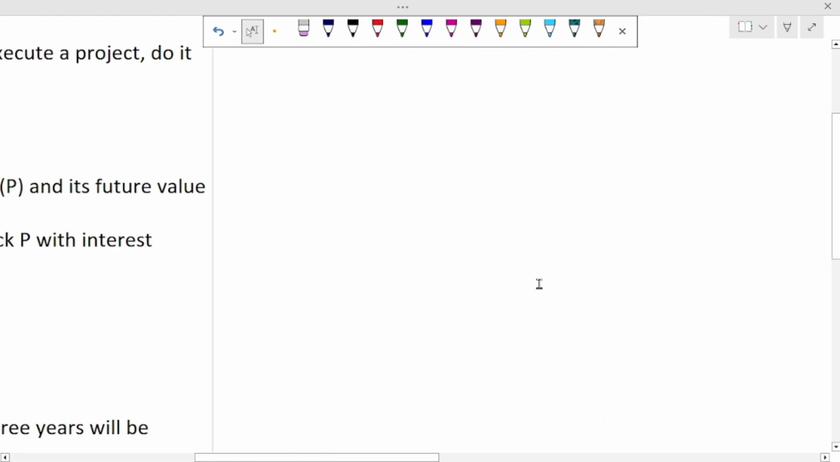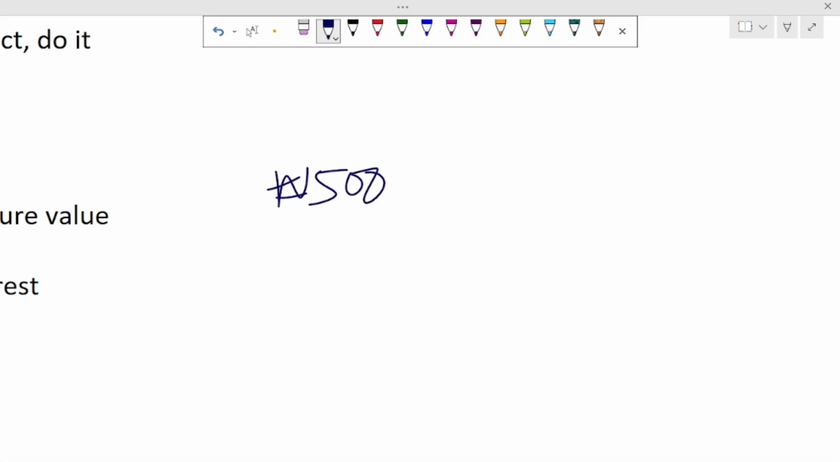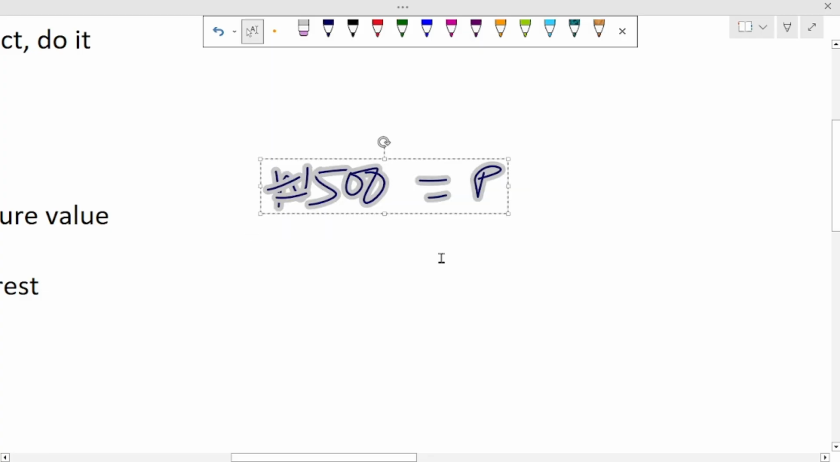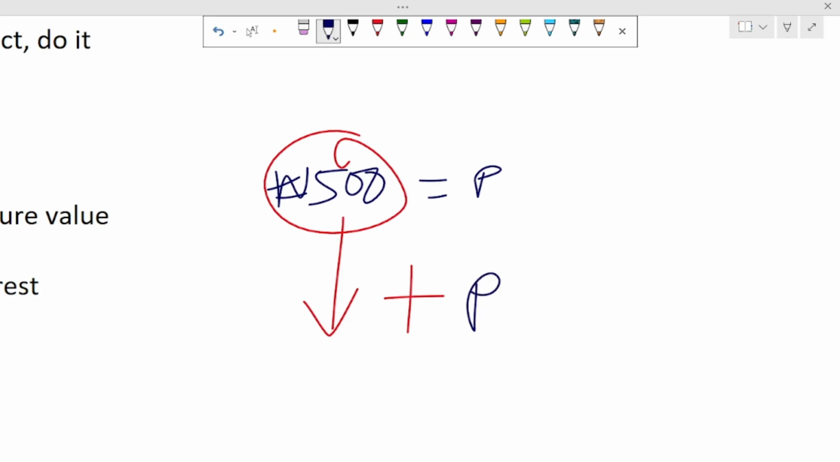Now let me write this here so you see what I'm talking about. Let's say you invest 500 naira. You have a sum of money, which is 500 naira. If you do this for 1 year, you are expected to get your 500 naira back, plus your interest. Your interest will be this money, the P, multiplied by the interest rate.